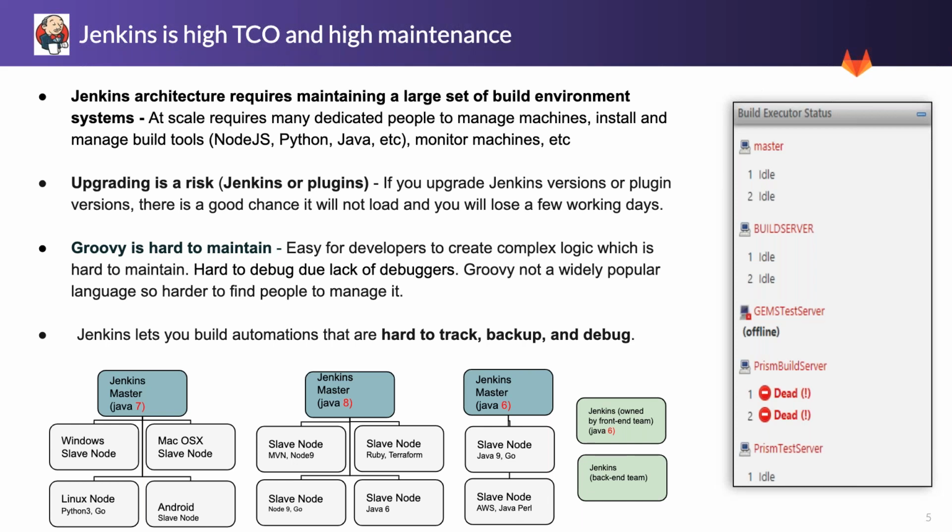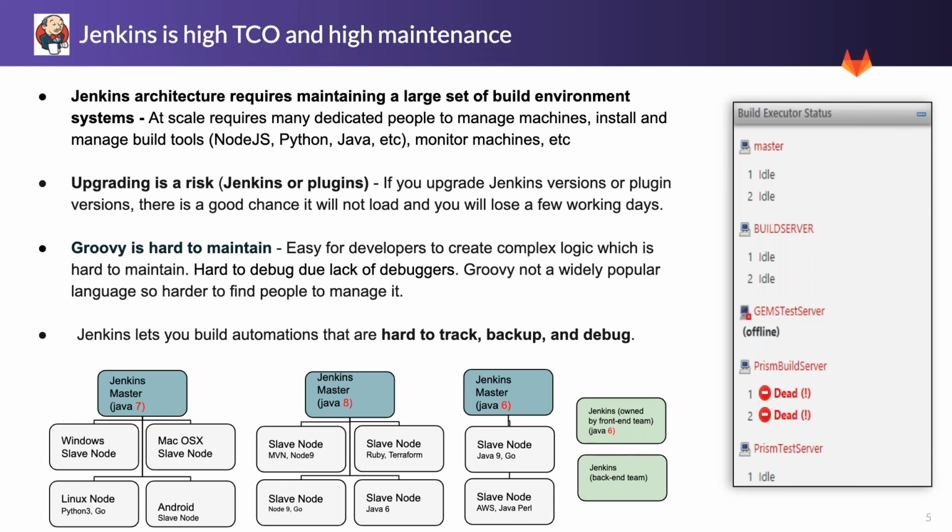So everyone knows that Jenkins is free, but at the end, the total cost of ownership of Jenkins is very high, so it's not free, because Jenkins has high maintenance. The architecture requires a large set of build environments, and it's a master and slave. So you need to manage a lot of machines. You need dedicated people to manage all of this complexity, and you need to monitor them. You need infrastructure. So at the end of the day, it's high maintenance and high total cost of ownership.